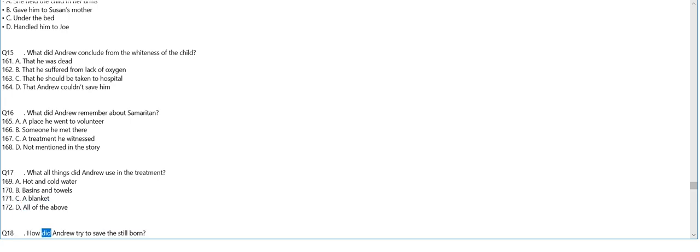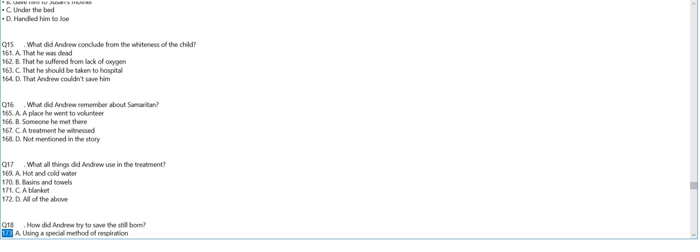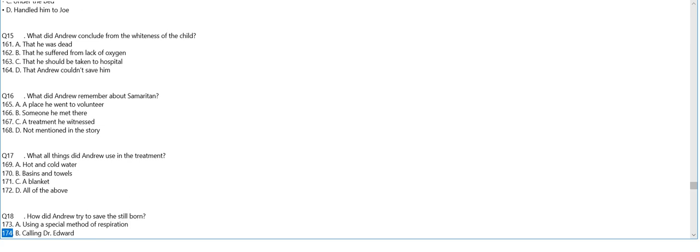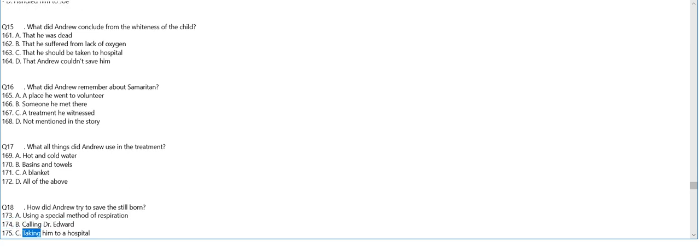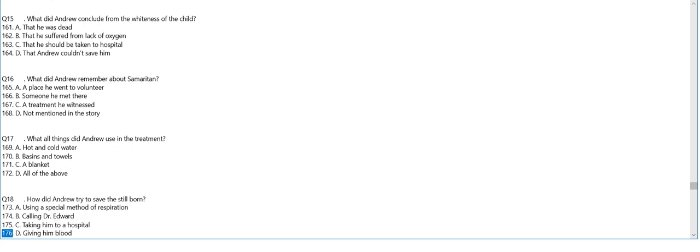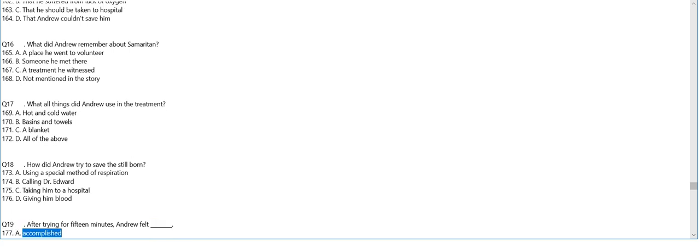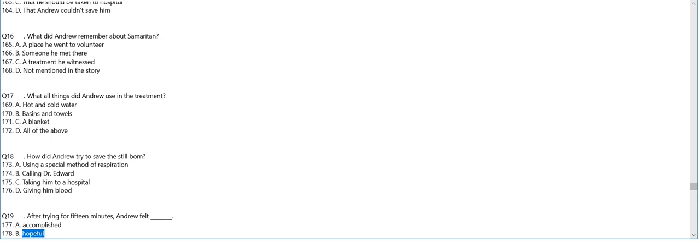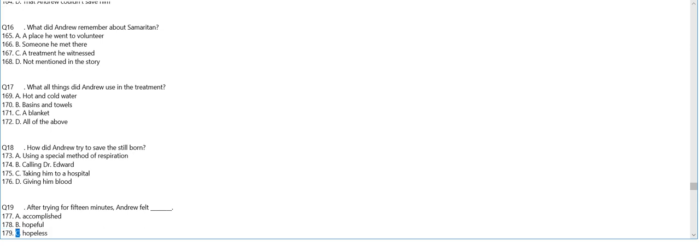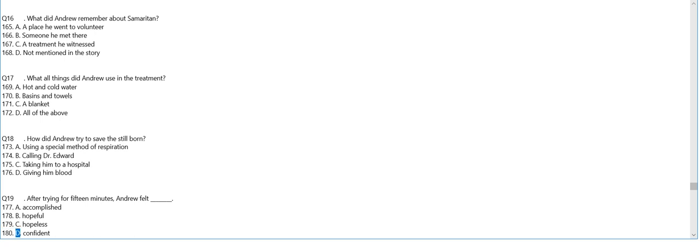Q18. How did Andrew try to save the stillborn? A. Using a special method of respiration. B. Calling Dr. Edward. C. Taking him to a hospital. D. Giving him blood. Q19. After trying for 15 minutes, Andrew felt ___. A. Accomplished. B. Hopeful. C. Hopeless. D. Confident.